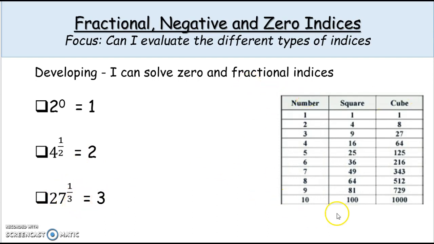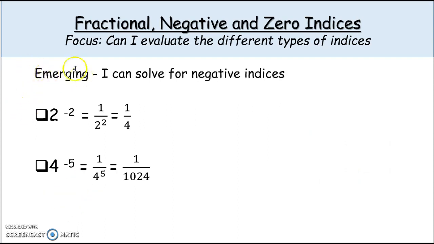As a reference, if you look at here, this 2 means square root. So if you look at the 4, you're going to get 2. And if you look at the 3, it means cube root. So 27 goes back to 3. So whenever you have a power of 1 over 2 or 1 over 3, think of it as square root or cube root. For the next one, emerging, I can solve for negative indices.